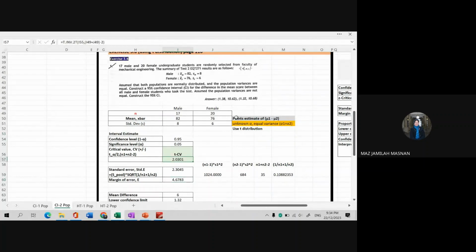Now, what is the point estimate for this particular question? Mu1 minus mu2, so mean 1 minus mean 2, which will give you 6. You subtract the two values and you get 6.